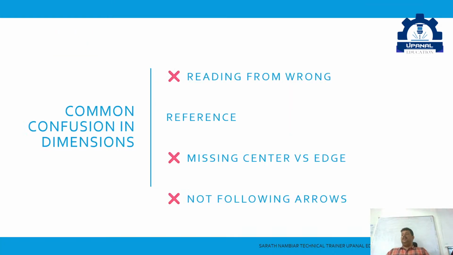Now, common confusions. This is where many people make mistakes. They read the dimension but in the wrong reference. For example, the dimension is given from the center, but they assume it from the edge. Or the arrow points somewhere, but they read it somewhere else. These are small mistakes, but they will have a very big impact.